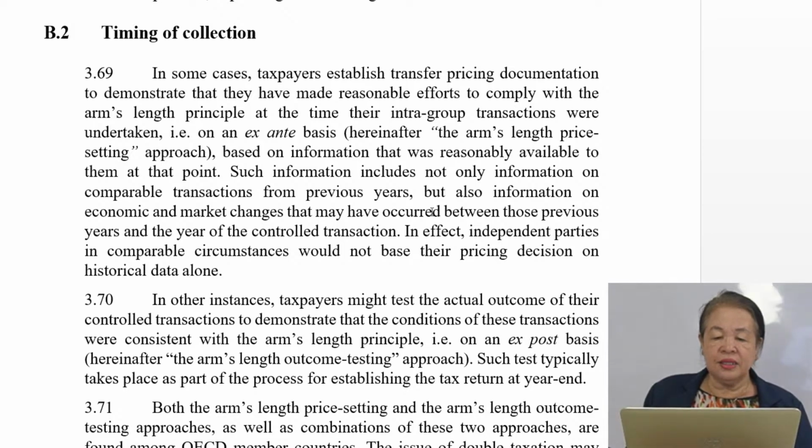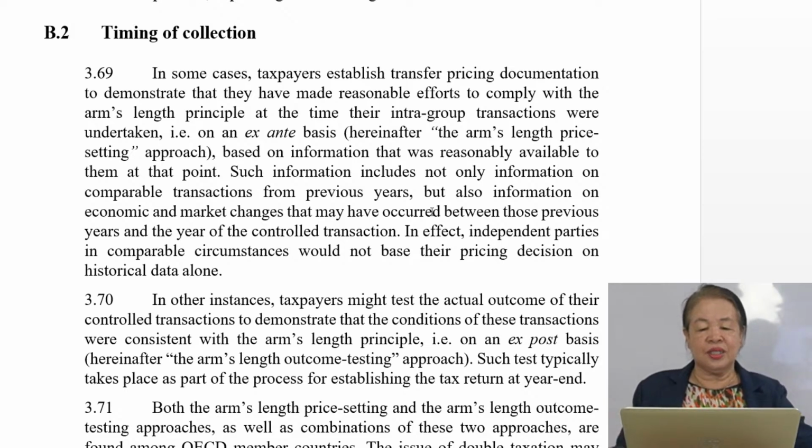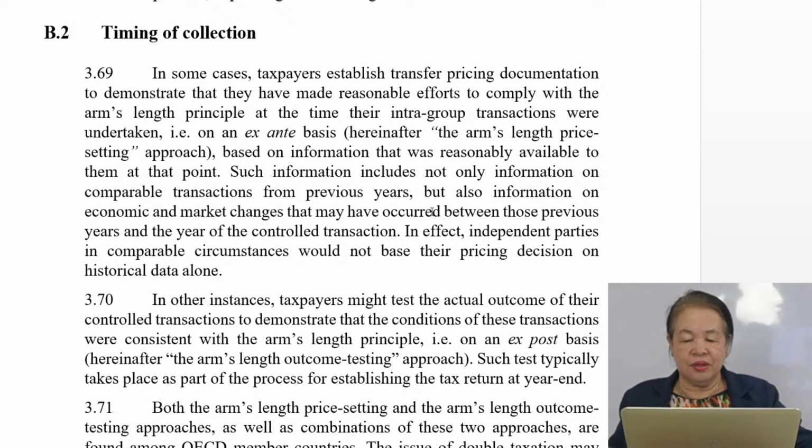In other instances, taxpayers might test the actual outcome of their controlled transactions to demonstrate that the conditions of these transactions were consistent with the arm's length principle on an ex post basis. Hereinafter, the arm's length outcome testing approach. No? Such a test typically takes place as part of the process for establishing the tax return at year end.